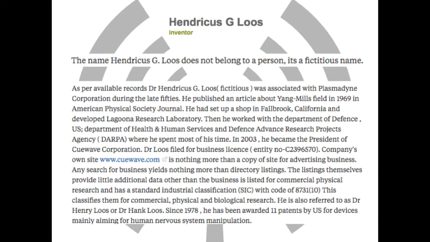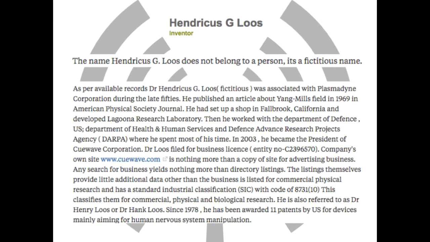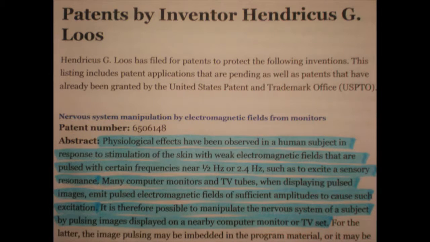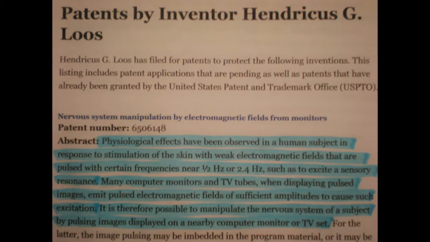He is also referred to as Dr. Henry Lewes or Dr. Hank Lewes. Since 1978, he has been awarded 11 patents by the U.S. for devices mainly aiming for human nervous system manipulation. Okay, the first patented invention by Hendrikus Lewes is the nervous system manipulation by electromagnetic fields from monitors.